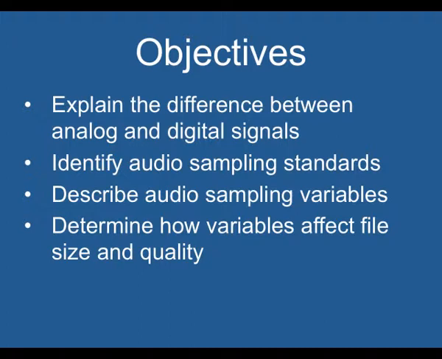So we want to look at the difference between analog and digital signals, sort of identify the sampling standards. When we're talking about digital audio, we talk about sampling. And then we are going to describe different sampling variables involved, and then how these variables affect file size in an audio file, as well as the quality of an audio file.